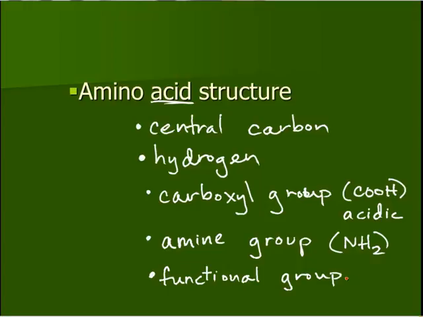And the functional group varies between amino acids. There are 20 different functional groups and 20 different amino acids. And so we represent the functional group with the letter R. If you think about math where they use the letters X and Y as variables, and you can plug different things in for X and Y and get different answers, the functional group is very much like that. It gives each amino acid its unique properties, because all the other parts, the carbon, the hydrogen, the carboxyl group, and the amine group are the same across all those amino acids. It's just this one add-on that gives each amino acid those unique properties.